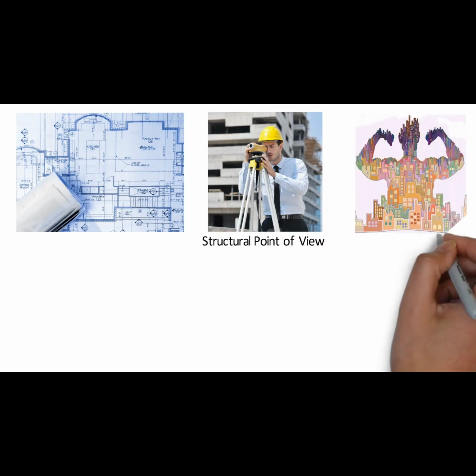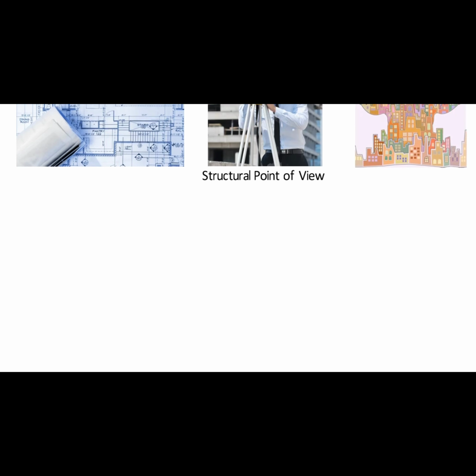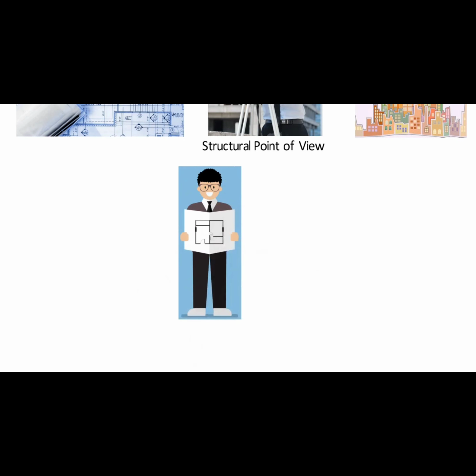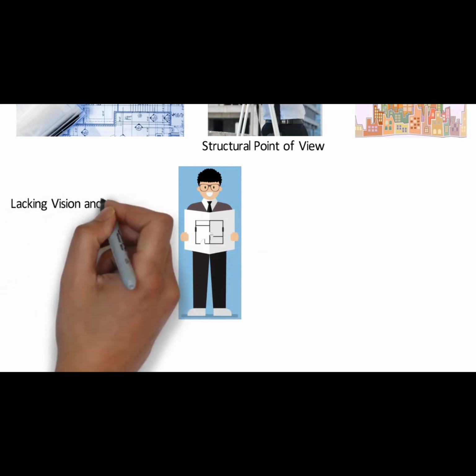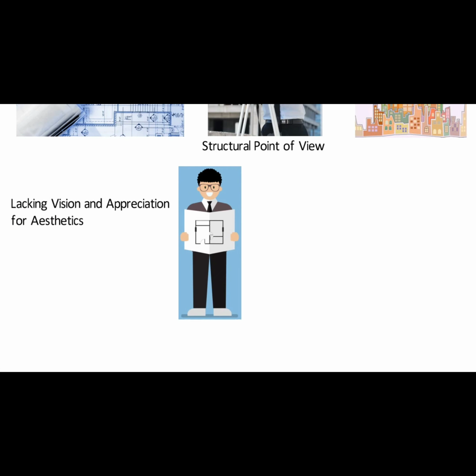After the architect creates the blueprint of the building plan, the engineer goes over the architect's design and decides what materials must be used from a structural point of view to bring the architect's design to completion and to make the building strong enough for use. Generally, architects view structural engineers as lacking vision and appreciation for aesthetics.